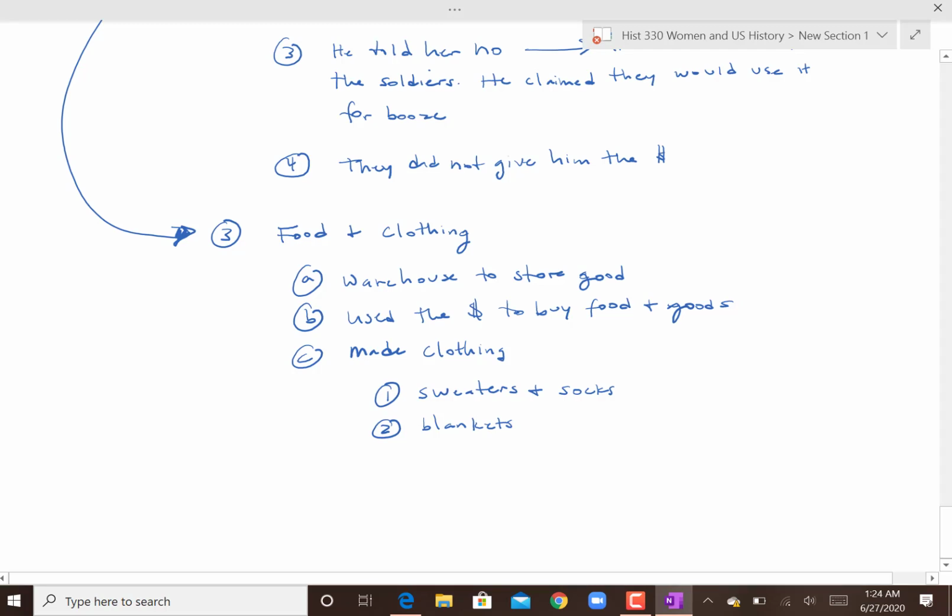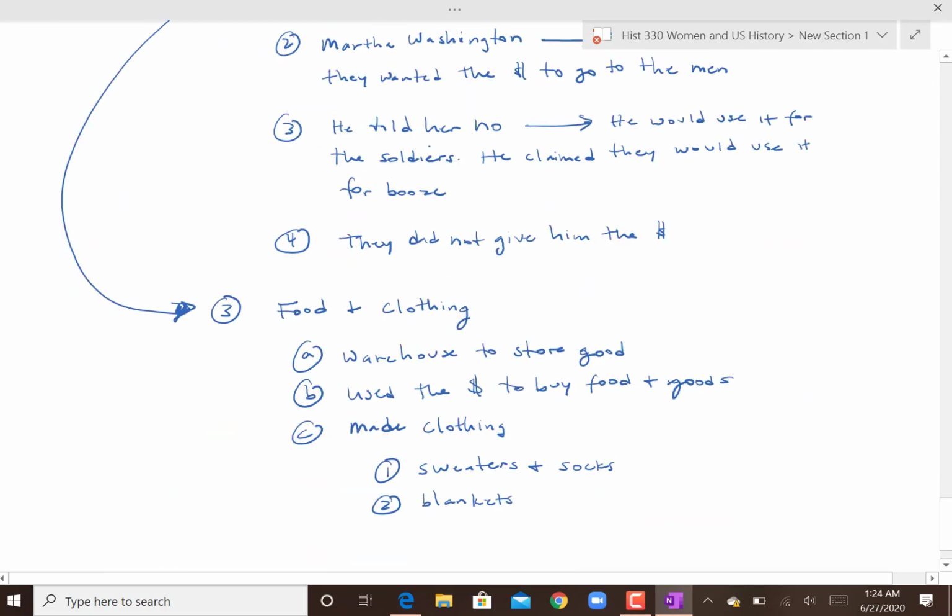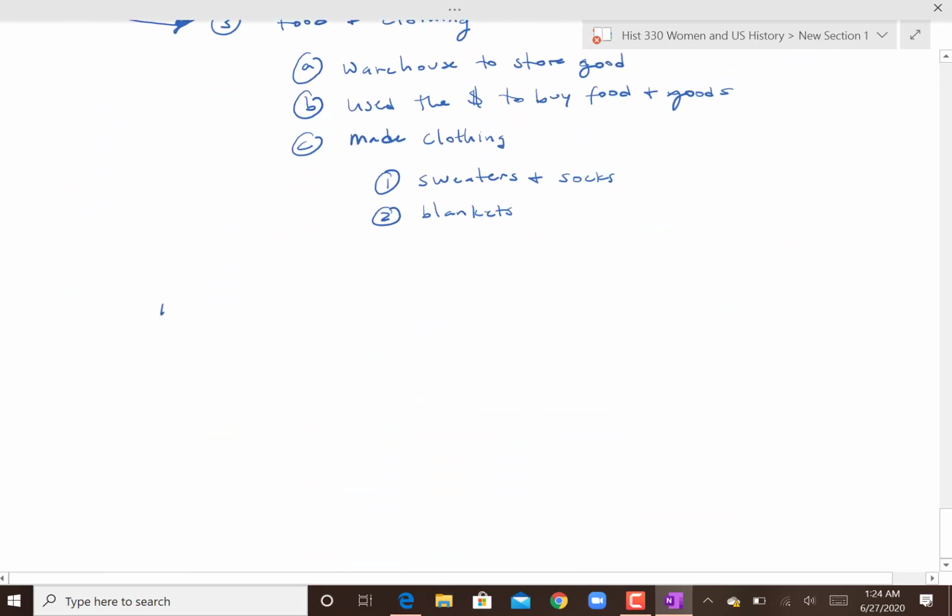So this was essential. If women had not supported the Continental Army, it probably would not have been successful, because the men would have eventually just had to stop because they couldn't survive. And so it really was women that helped make the men stay in the Continental Army, which helped them win the war. The next one is camp followers.